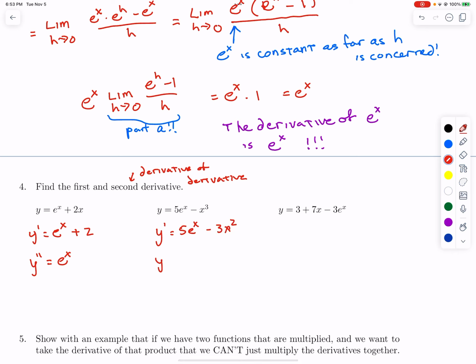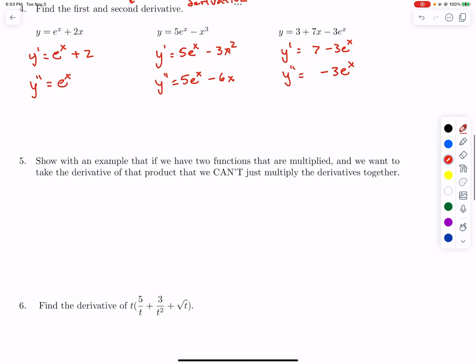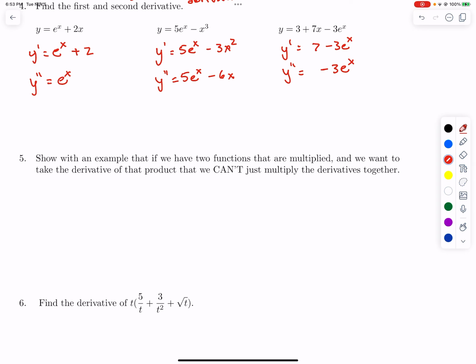But notice the polynomial gets creeped down. I just wanted to do several of them just to remind you of what the derivative of e to the x was. Derivative of 7 is 0. Don't forget to drag down the negative. There you go.